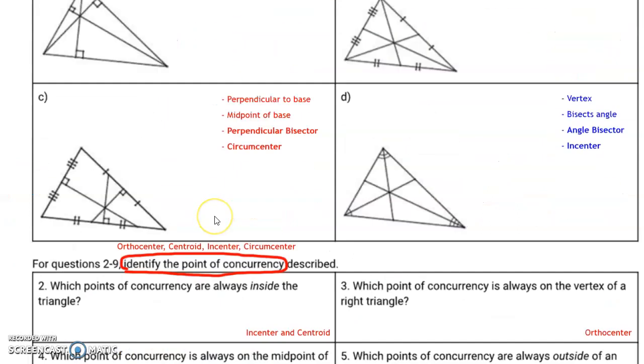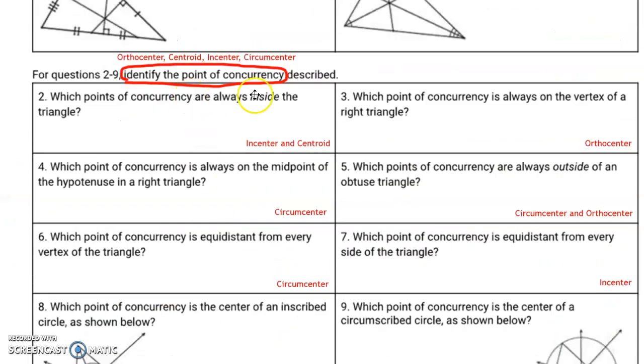questions like this. So going back to those questions, always inside the triangle, remember inside, incenter, and then centroids are formed by medians, and centroids are always going to be inside the triangle. Which point of concurrency is always on the vertex of a right triangle? We just showed that one. That was the orthocenter.